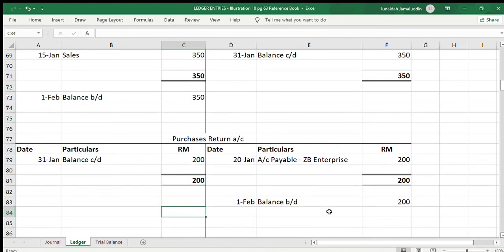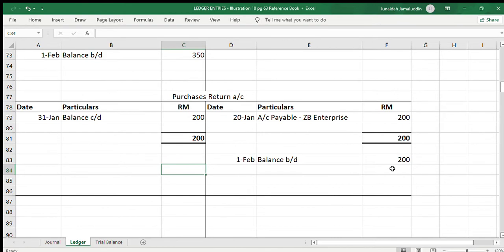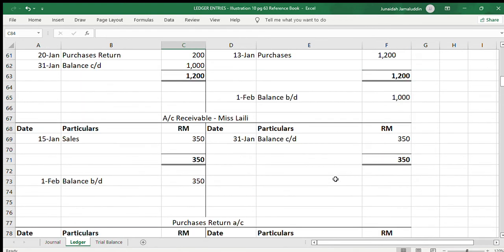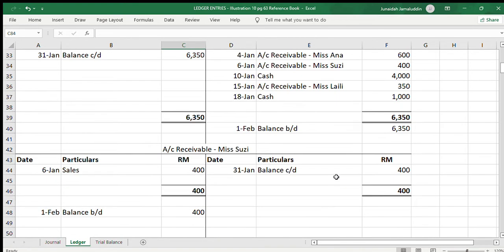Purchases return has a credit balance. Why? Because purchases return represents a decrease in an expense. Okay, purchases return is a decrease in expense. Okay, it is a decrease in the purchases. Alright, so that's why it has a credit balance. Okay, so we are done with the balancing.